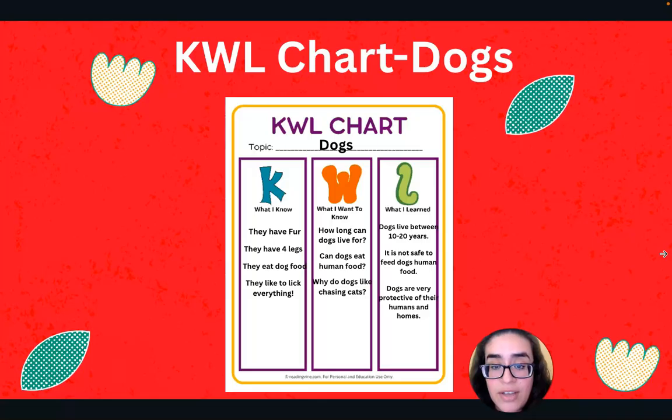The last one, dogs are very protective of their humans and homes. So maybe that's another reason why they like to chase cats, right? They're being a little protective over their humans and their homes. So now you guys know how to use a KWL chart. This is the first of many we're going to do. So I really hope that you guys understand the concept of it and how it ties into what we're reading or watching in class.